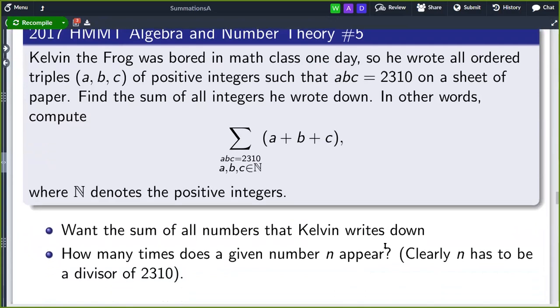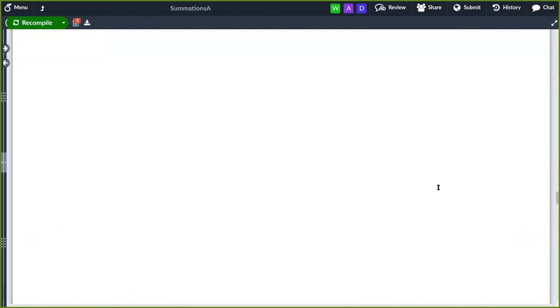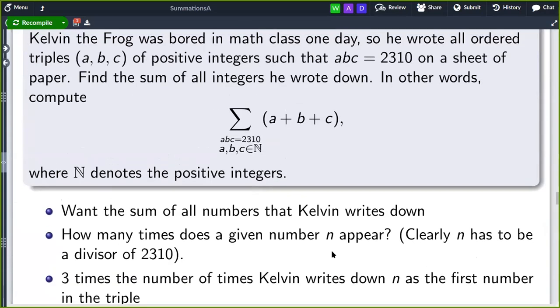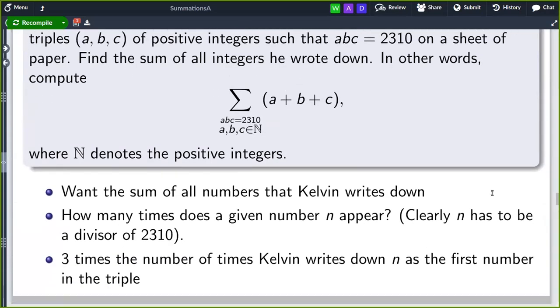So how many times does Kelvin write down the number 1, for example? Well, the number of times Kelvin writes down 1 is equal to 3 times the number of times that he writes down 1 as the first number. So basically, Kelvin writes down a bunch of numbers on his sheet of paper. And we want the sum of every number that he ever writes down, which is what this sum encompasses.